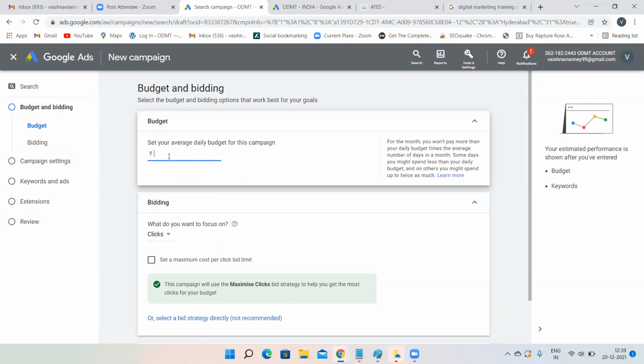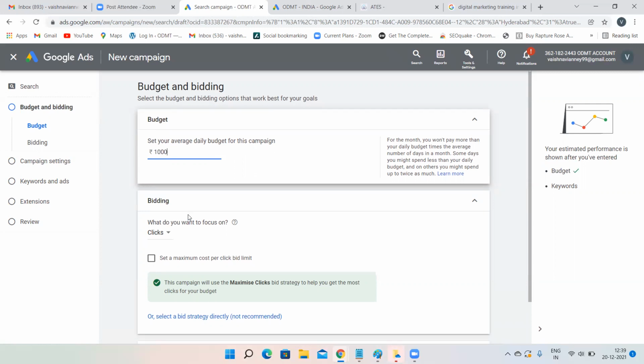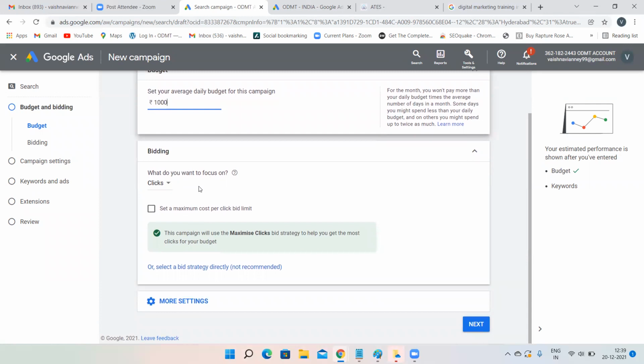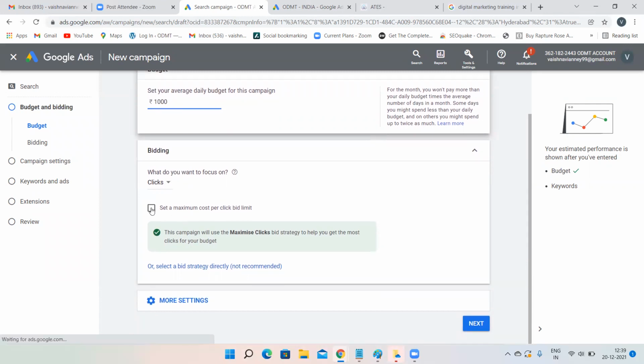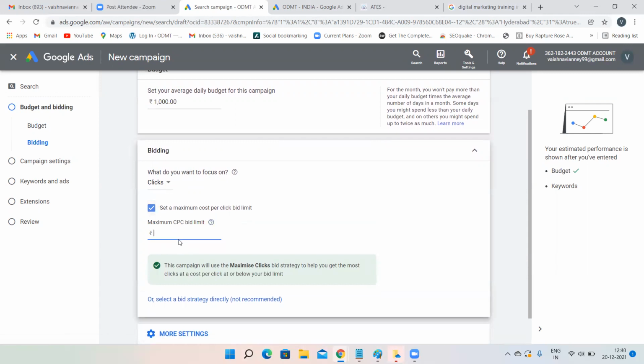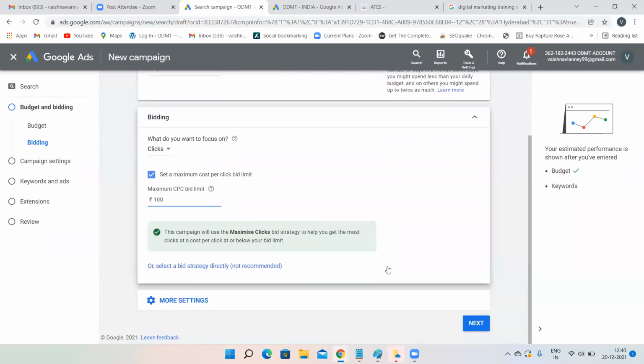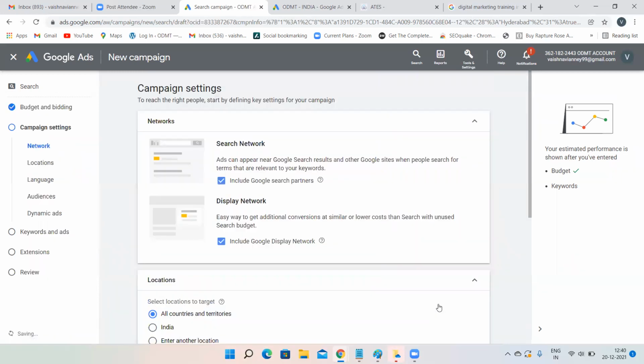Now set your average daily budget for this campaign. So I'm just giving some daily budget over here. What do you want to focus on? By default, see, you can click over here and set the maximum cost per click, no problem. But sometimes, in the earlier times, Google would show manual bidding over here. That is the reason the better option is to go over here and choose the maximize clicks option. As of now, I'm giving some maximum CPC bid limit. Okay, then click on next.